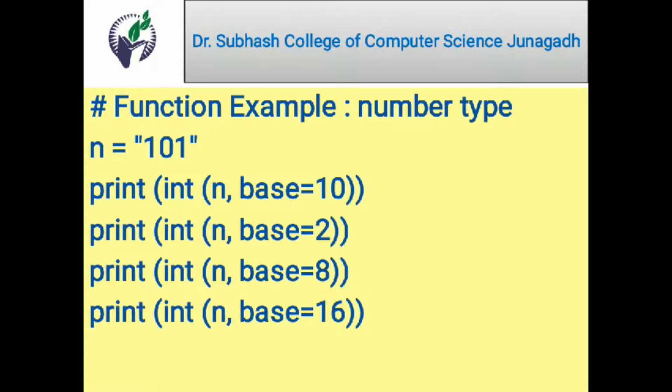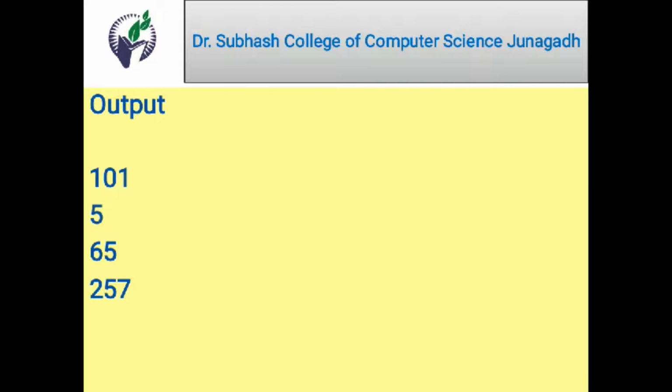Let's check the output. Here it is decimal, because it was a decimal number. Here the equivalent of the binary number 101 is decimal 5. The equivalent of the octal number 101 is decimal 65. And the equivalent of the hexadecimal number 101 is decimal 257.